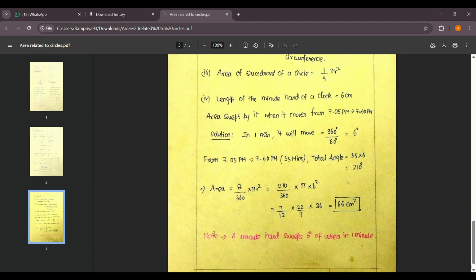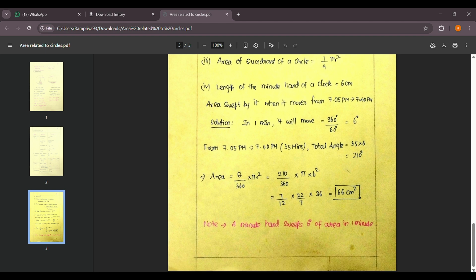With this, the minute hand sweeps 6 degrees in 1 minute. So for 5 minutes it is 30, for 10 minutes it is 60. Like that you can easily do it. You can remember these things very easily, and then you can do the calculation in a very simple way.